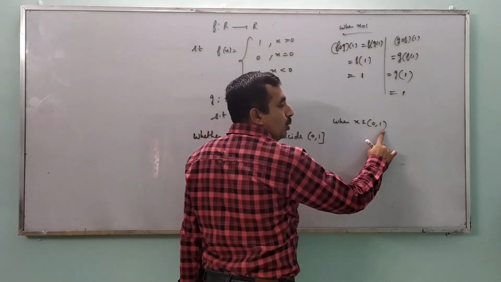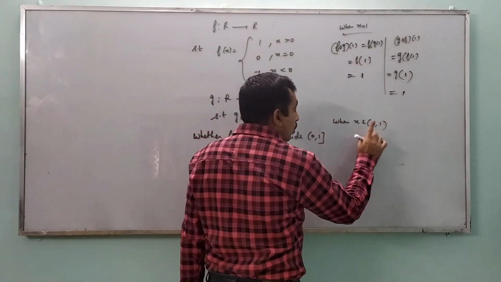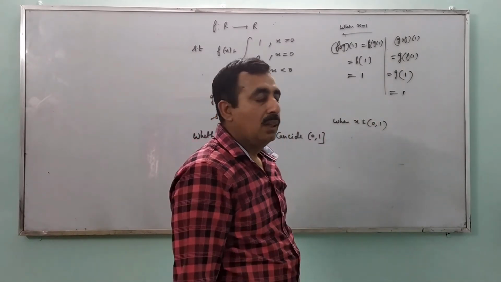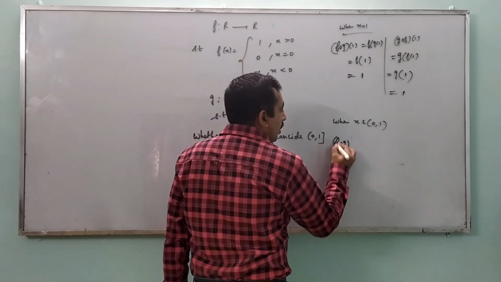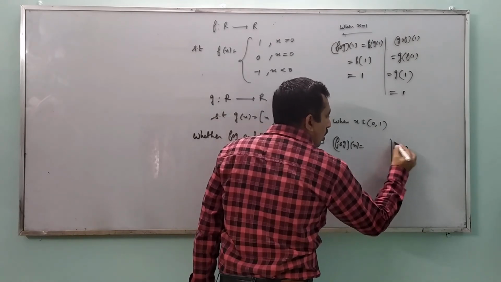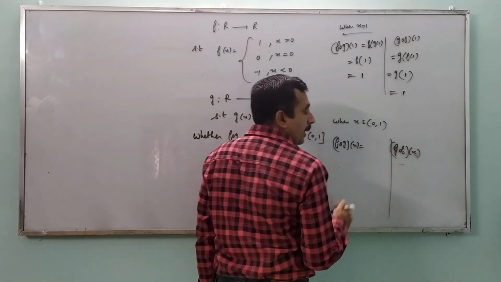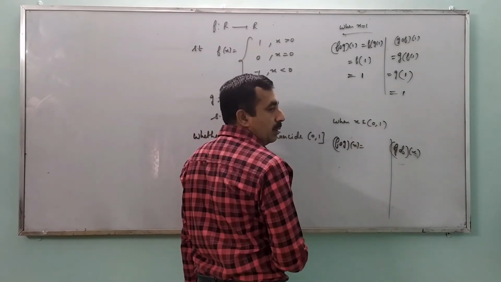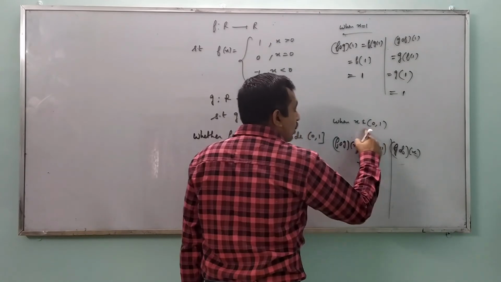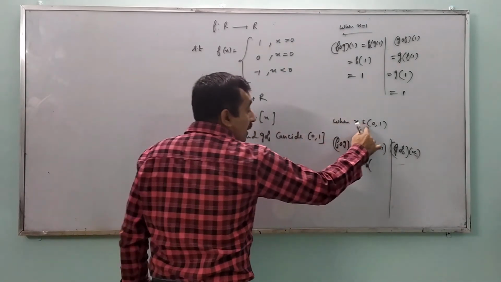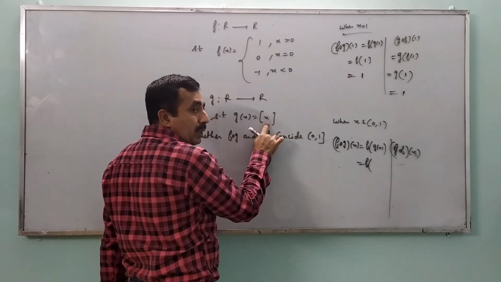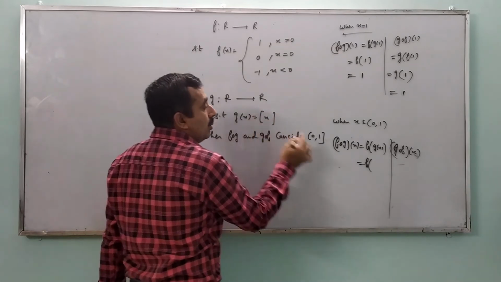Now we take x belonging to (0, 1), excluding 0 and 1. It means all the numbers like 0.1, 0.2, 0.3. So we have to find f of g for all values from 0 to 1, and g of f for all values from 0 to 1. Firstly, write the value of g(x). When x lies between 0 and 1, if I take 0.1, 0.2, 0.3, the greatest integer is 0. So its answer is 0.